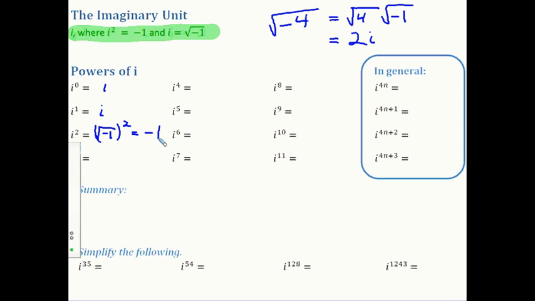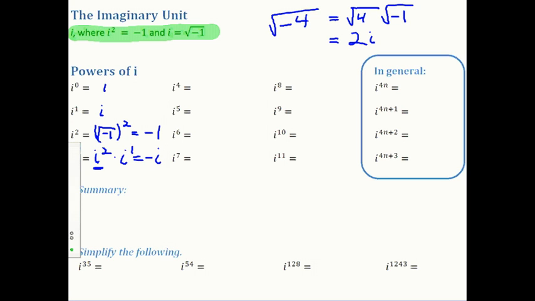And then the last one here, i cubed. What we're going to do is we're going to think of i cubed as i squared times i, because when you add the exponents, a 2 and a 1, that's i cubed. And then here we know that i squared is negative 1, and we just have a negative 1 times i, which is negative i. And I have these listed in this way for a reason, so we have 1, i, negative 1, and negative i.